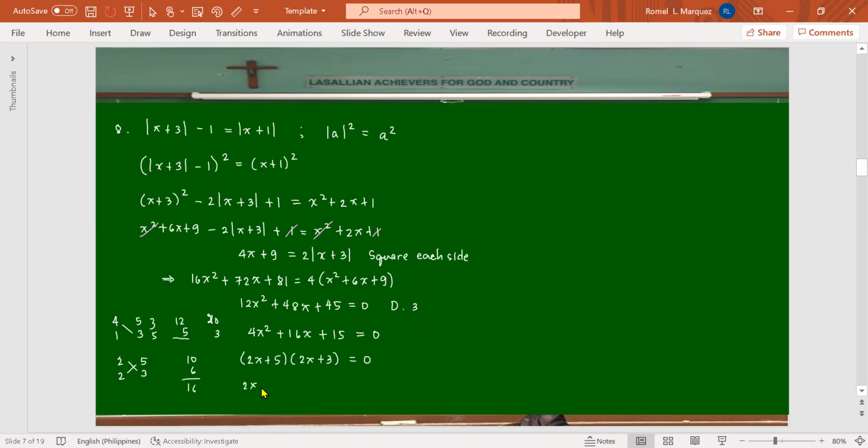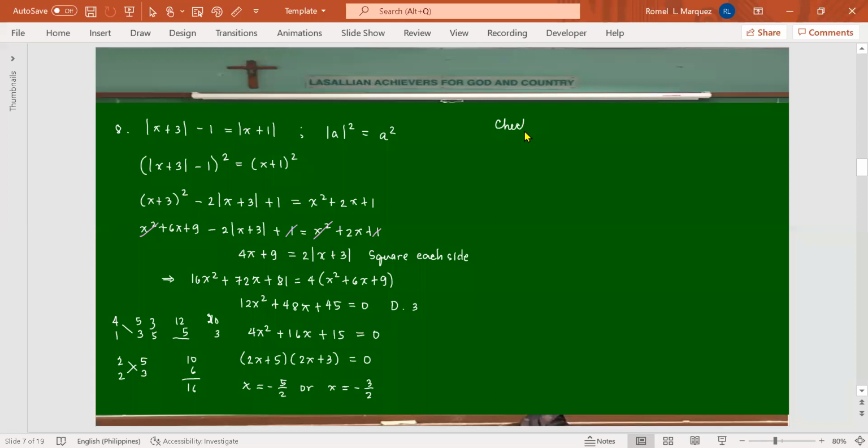Or what about this? Equate its factors to 0. By this time, you should know how to do it mentally, the roots. What are the possible roots? x equals negative 5 over 2 or negative 3 over 2. By this time, you should know. As you become familiar, you can do it fast. Now, are they both accepted? Let's see.